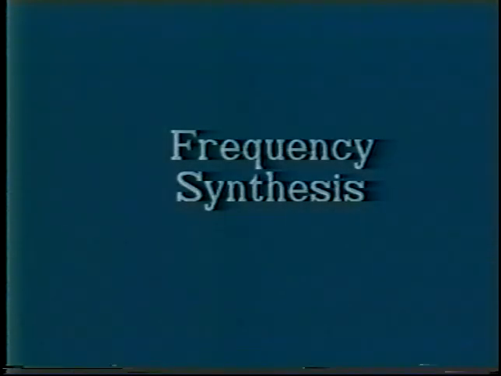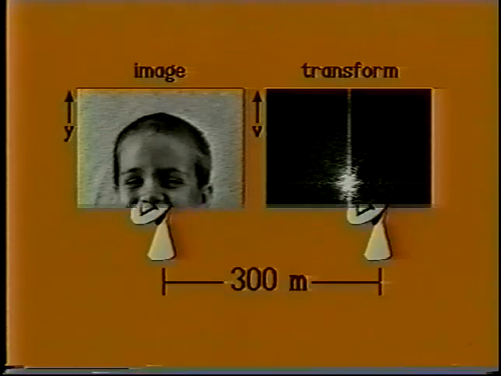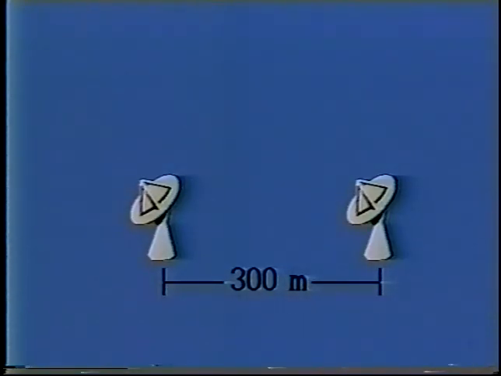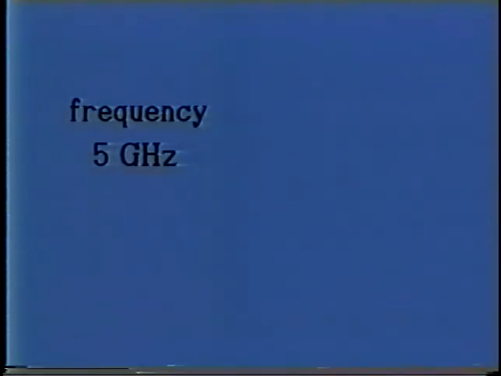Part 4, Frequency Synthesis. Remember that the coordinates of the Fourier transform, u and v, are measured in wavelengths. The distance between two antennas can be measured in meters. However, it can also be measured in wavelengths. Say that we are observing at a frequency of 5 gigahertz. This corresponds to a wavelength of 6 centimeters.